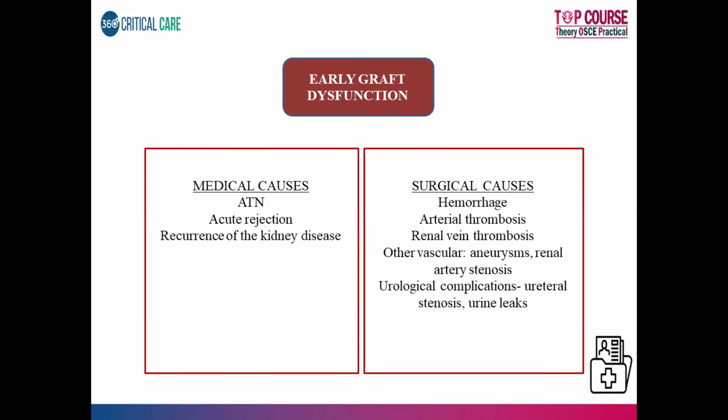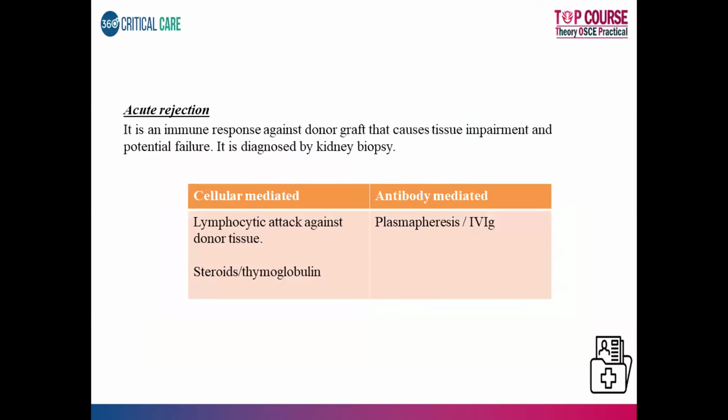Now, just a note on early graft dysfunction. Now, we'll see what are the causes of early graft dysfunction. It could be a medical cause or a surgical cause. What are the medical causes? It could be acute tubular necrosis of any cause, acute rejection, or recurrence of the kidney disease. Now, what are the surgical causes? It could include hemorrhage, thrombosis of the renal artery or renal vein, other vascular complications like aneurysm or renal artery stenosis, and urological complications like ureteral stenosis or urinary leaks.